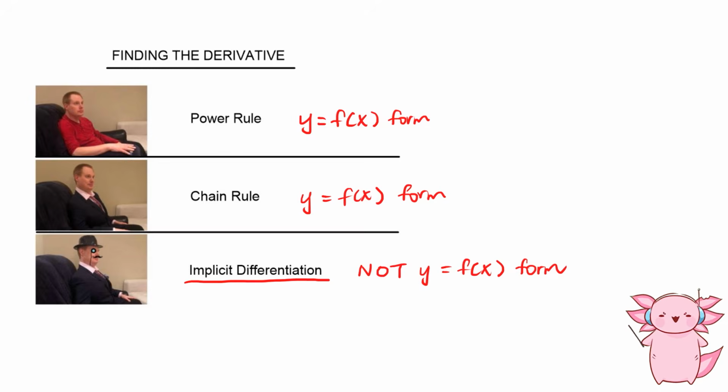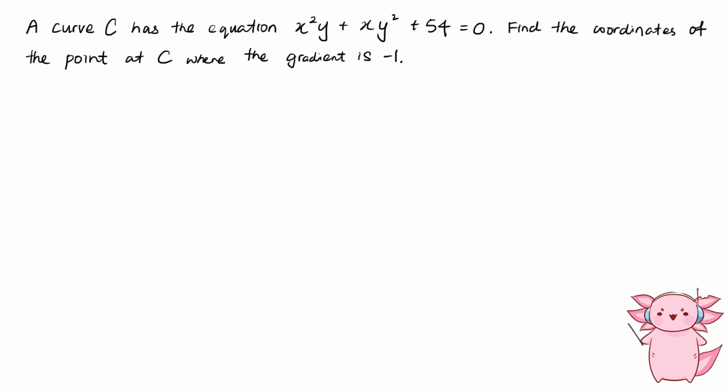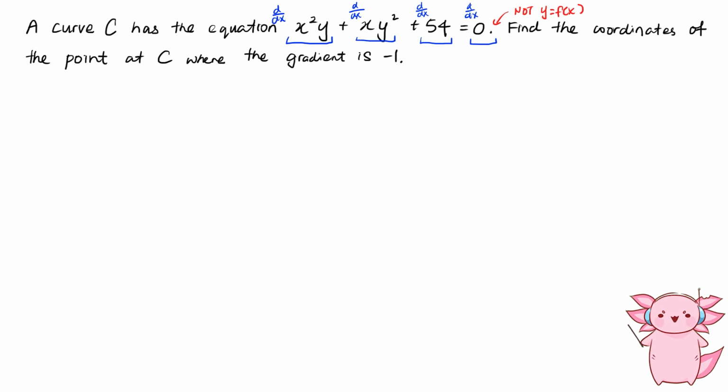So welcome to the new and improved idea called implicit differentiation. If you look at this equation, you can notice that it's no longer in the y is equal to f(x) form. So we have to take the derivative with respect to x of every single term in this equation. Let's try to differentiate x squared y using the product rule. So differentiating x squared gives us 2x, and we keep the y, plus x squared, and now here comes the problem on how to differentiate y with respect to x.